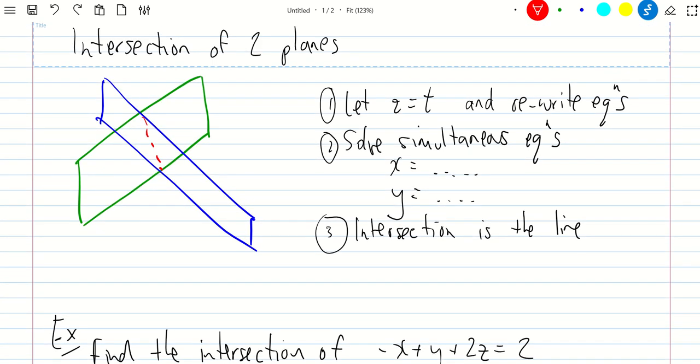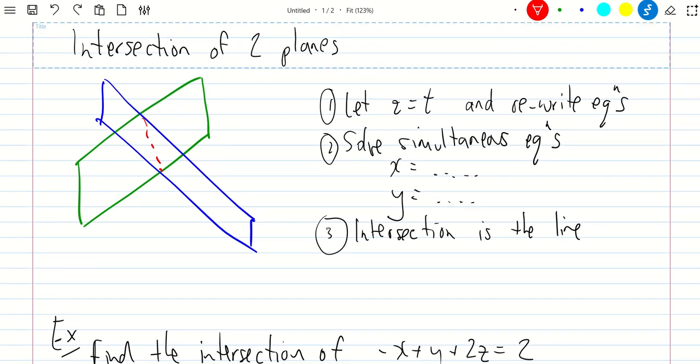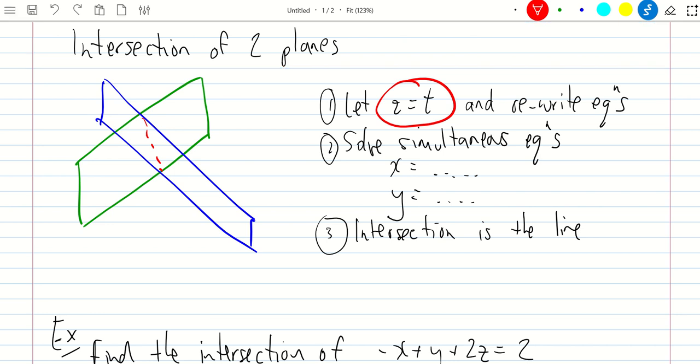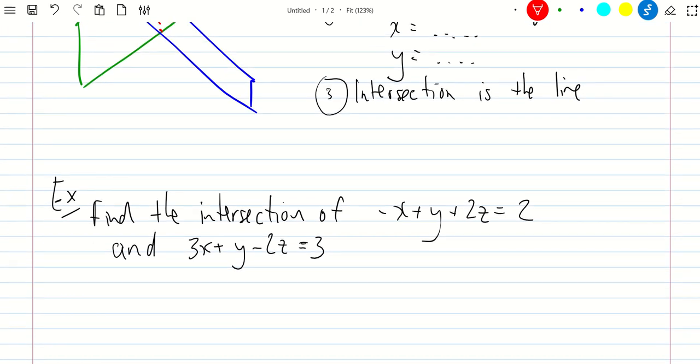Okay, and so the trick is here. You'll notice that you'll only have two plane equations. So you've got two equations and three unknowns, and so it's impossible to solve without a parameter. And so we're going to be introducing a parameter, namely we're just going to let z be equal to t. And then we're going to do some work and we're going to end up with a parametric equation, which will be the equation of the line. Hopefully that makes a bit of sense, but you have to see it in practice. And speaking of practice, let's go straight to an example, okay?